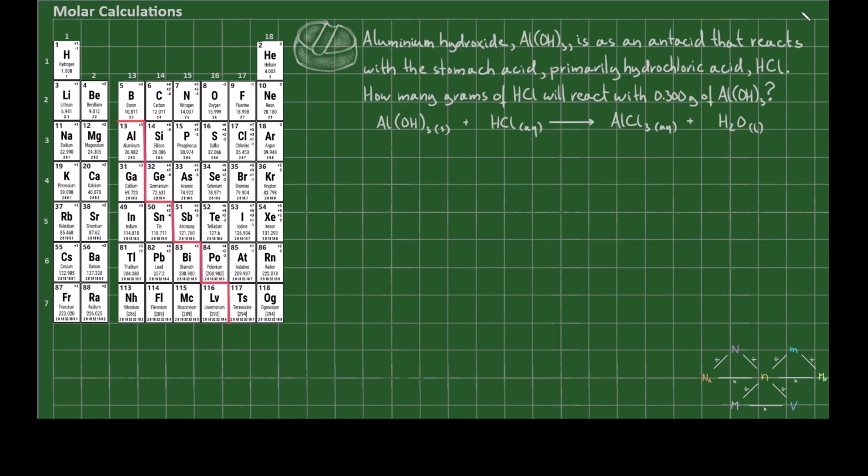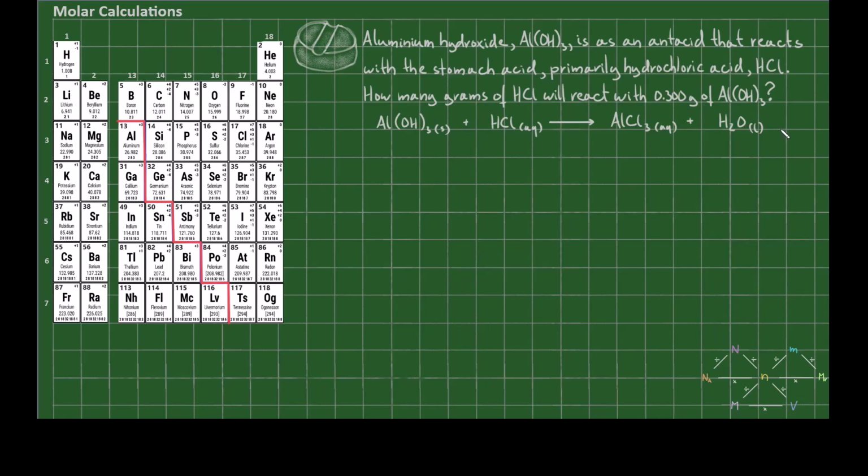It reacts with the stomach acid, which is mostly hydrochloric acid, and neutralizes it. Our question here is how many grams of hydrochloric acid will react with 0.300 grams of aluminium hydroxide. We have been given a chemical reaction equation, but it is always a good idea to check if it is balanced. And in this case, no, it is not. So before we proceed, that is the first thing we need to do. We need to make sure that the chemical reaction equation is balanced.